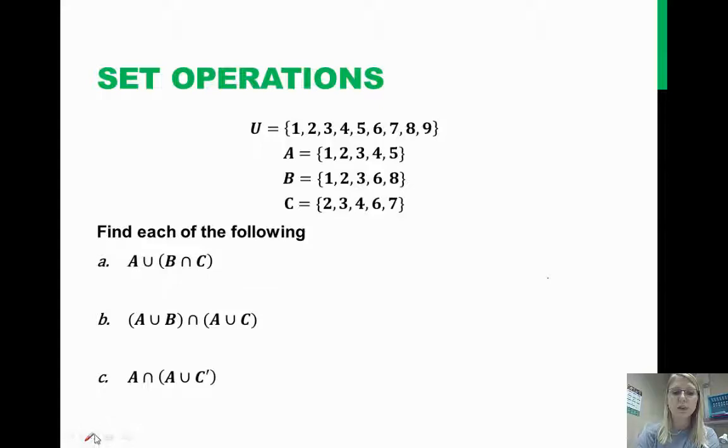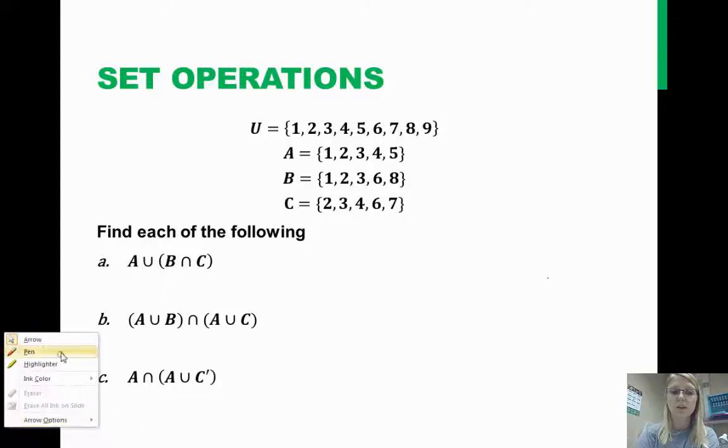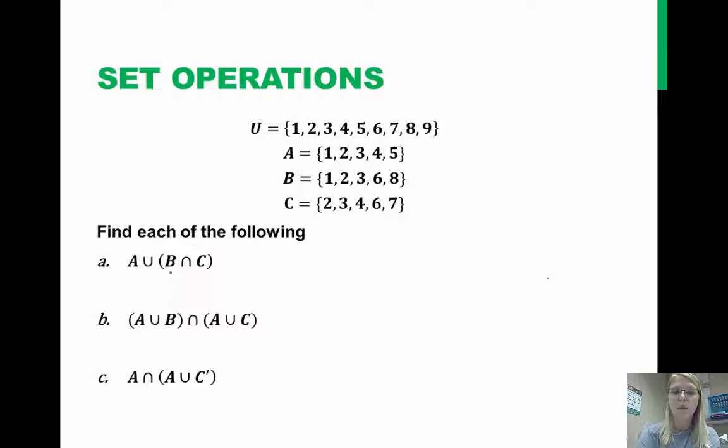So the first thing we need to do on this one is work from inside the parentheses. So we want to find B intersects C. That is anything that's in common between B and C. So we see here we have 2, 3 in common, and 6.